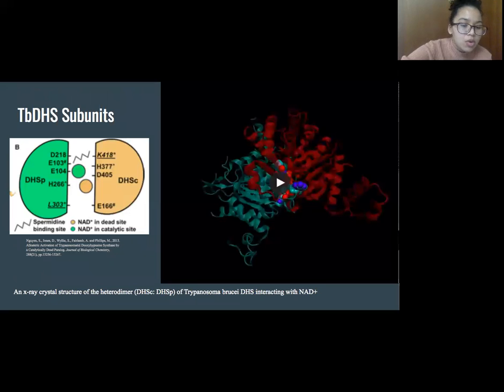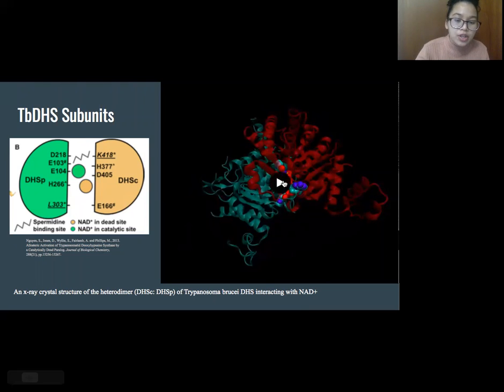So I wanted to go more into studying the T. brucei DHS, and it turns out that TbDHS is a tetrameric enzyme where two heterodimers each form a shared active site with a single functional catalytic site and a dead site. But I would like to note that when I say dead site, it does not mean that there are no catalytic residues there. There are, because it's able to bind to NAD+. It just means that it's much less active compared to the catalytic site of the whole active site.